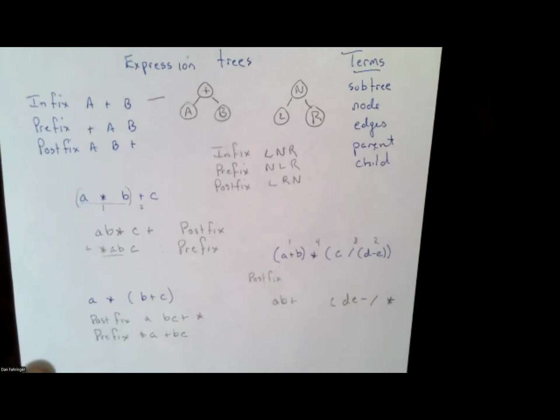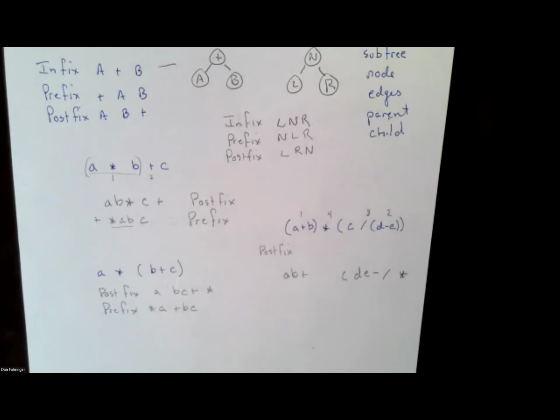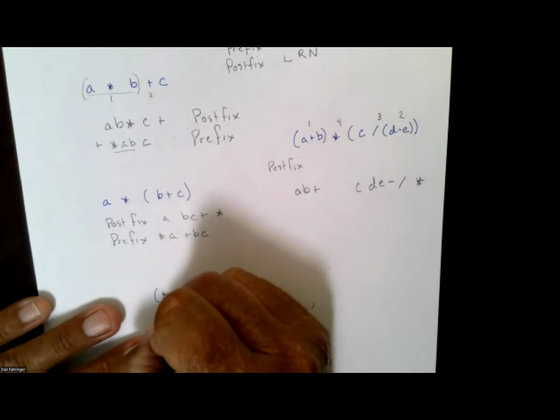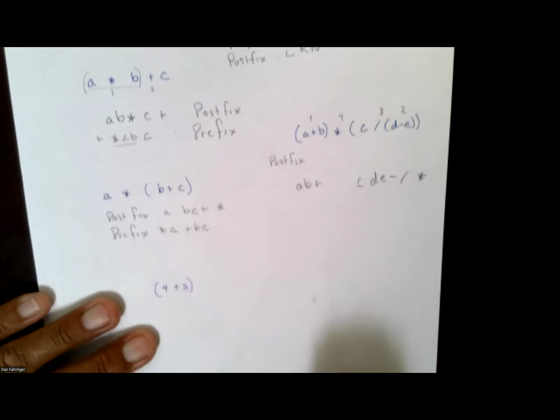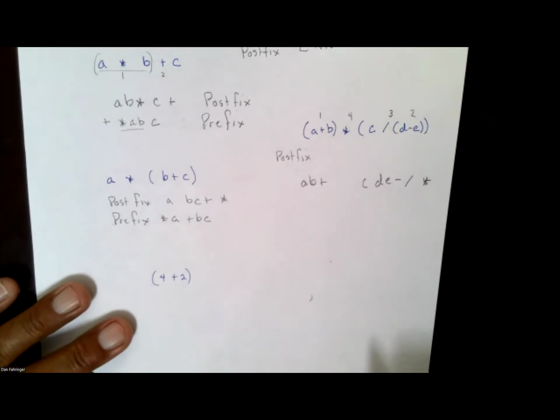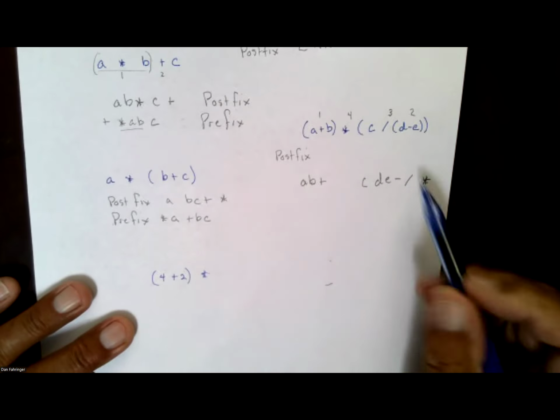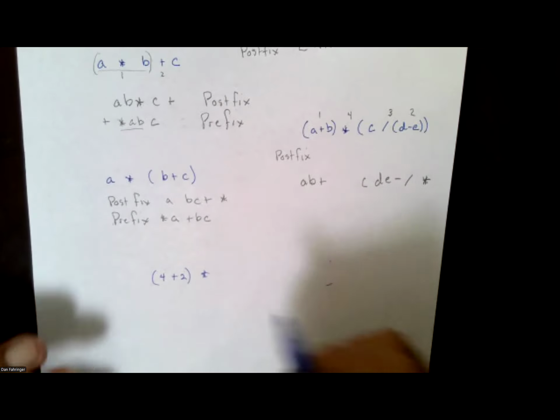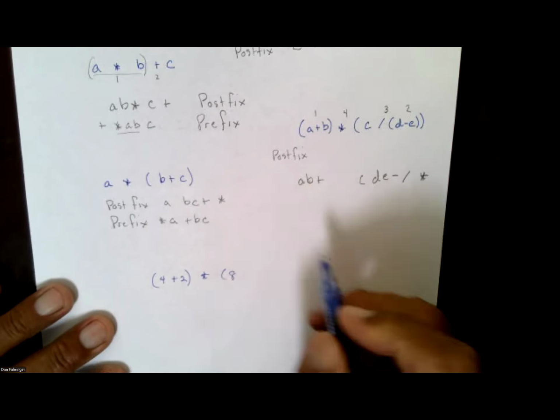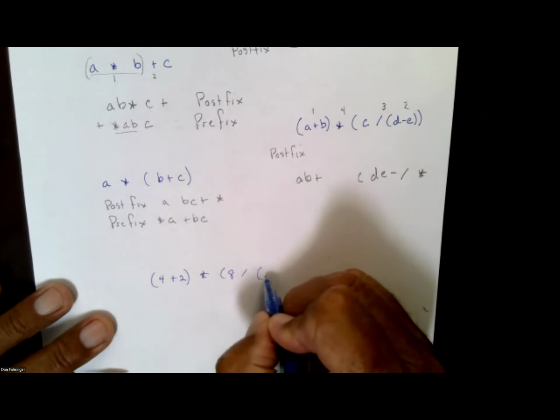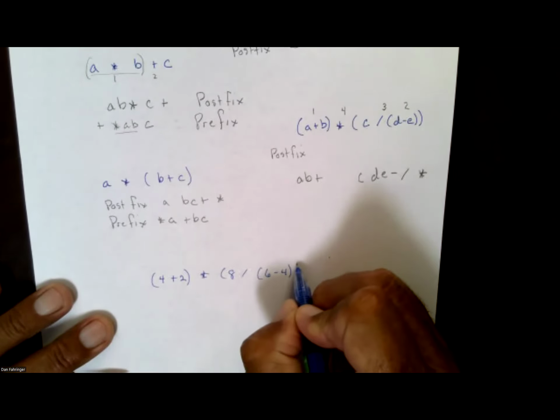Now, we got this nice postfix problem right here. This is great. But what if I would have had something that looks like this? 4 plus 2 times, where I'm actually putting in single digit numbers, times 8 divided by 6 minus 4.